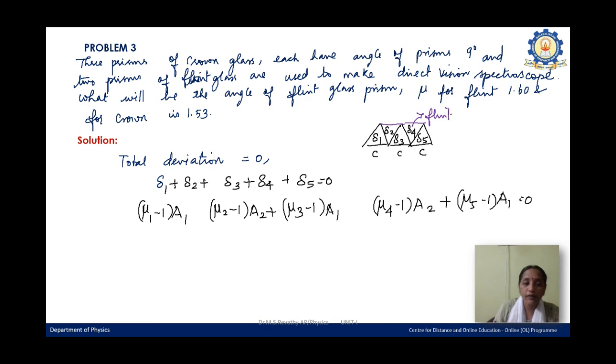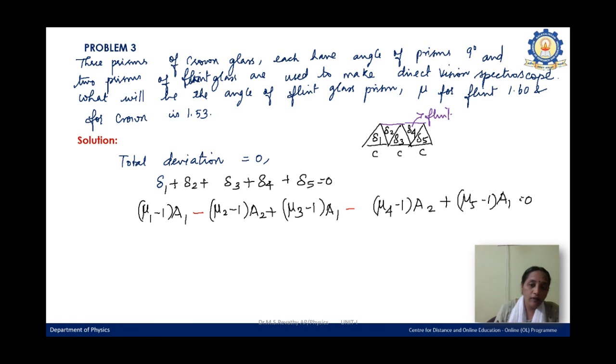So here the sign will be negative. A1 represents the angle of the prism in crown, A2 represents the angle of the prism in flint glass prism, and we have similar type of prisms. So hence we can also combine all the refractive indices. So the net deviation is equal to 0.